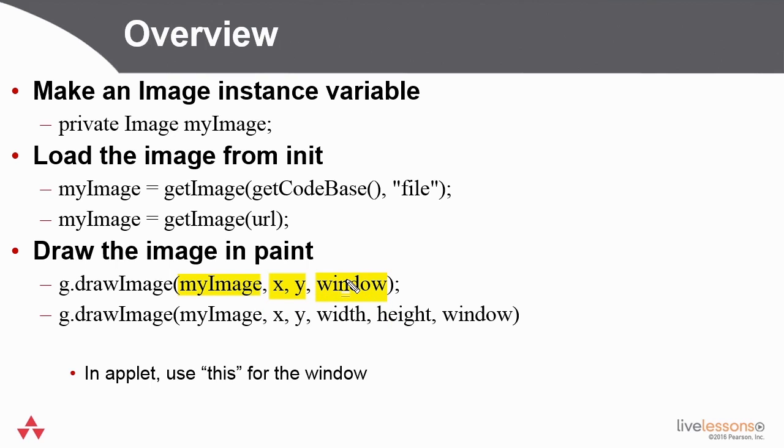And usually the word this is used for the window. It means draw it in me, but it's possible also to have sub-windows, and so the applet could specify which sub-window it gets drawn in. So normally you draw the image, and then you give the X and Y location where you want the top left corner of the image to be, and then you supply this as the last argument. Okay, it sounds pretty simple.